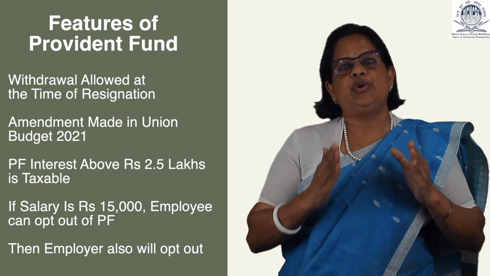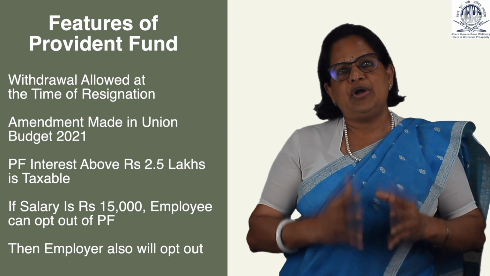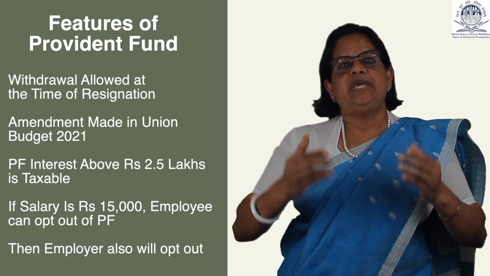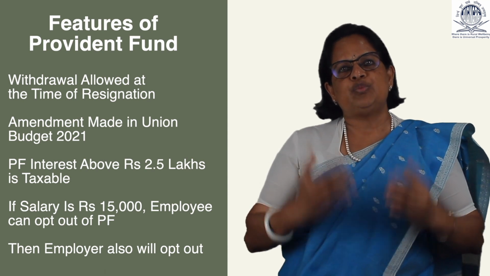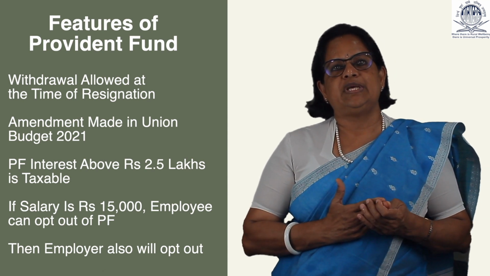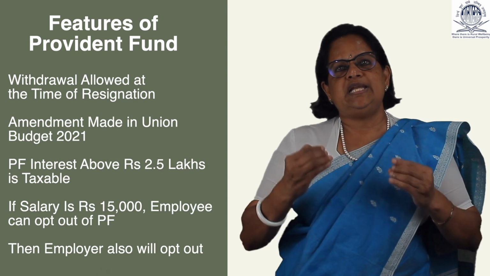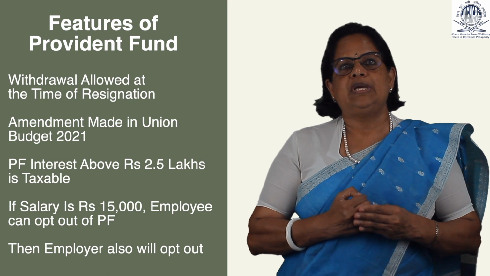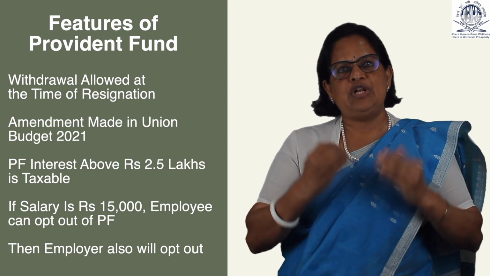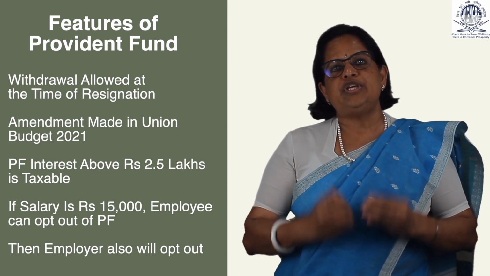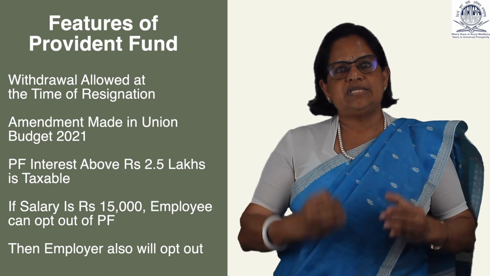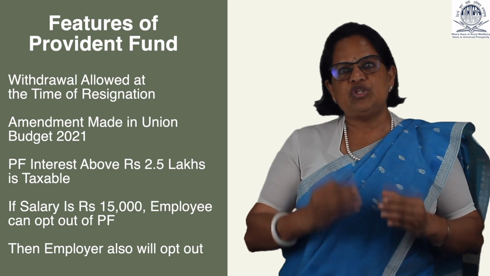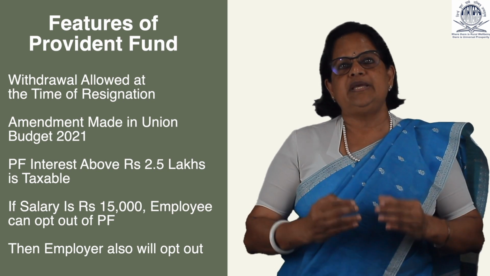The next feature you have to remember is that employees get an option to be out of Provident Fund deduction, even if the salary of the employee is rupees 15,000 per month. This is the salary ceiling for Provident Fund contribution. You know that already. Then the employer also will not contribute towards the employee's Provident Fund. Thus, the features of Provident Funds and the special privileges announced by the central government are a blessing in disguise for the salaried employees.